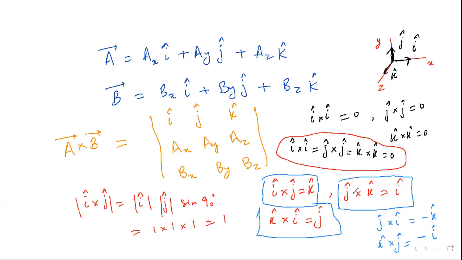J cross I is minus k, k cross j is minus I, and I cross k will be minus j. So you need to remember this. Now simply change the order here: I cross k is minus j, j cross I is minus k, k cross j is minus I. All these things you need to remember.